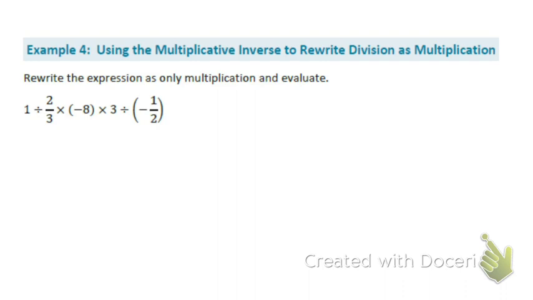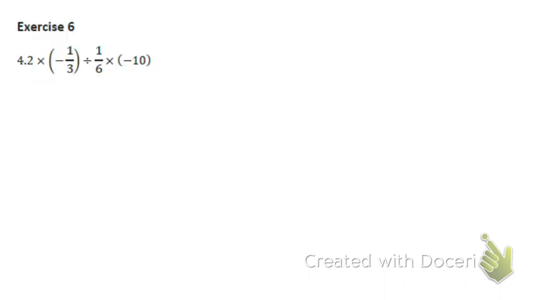Alright, last problem. Let's do the same thing here. We got multiplication and division, right? I'm going to just work with this dividing first. We have 4.2 times negative 1/3. Change dividing to multiplying. Then flip that 1/6 to 6 over 1, or just 6.